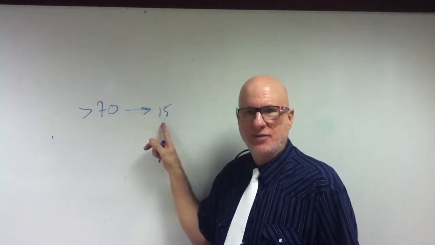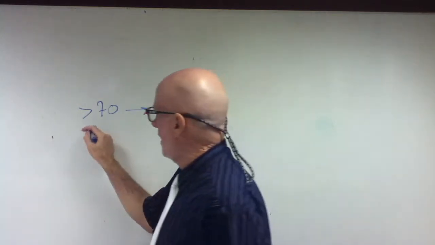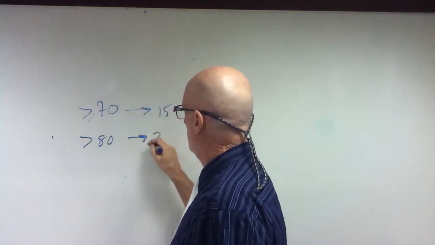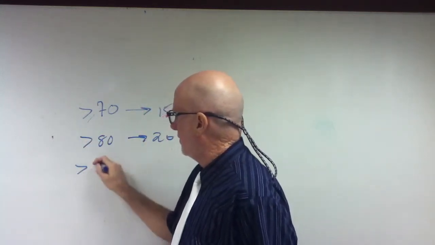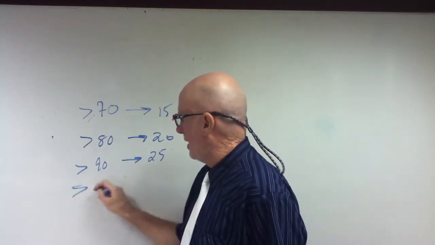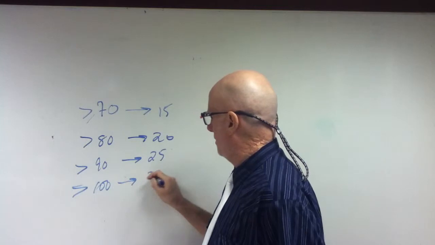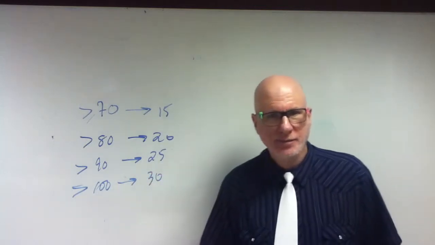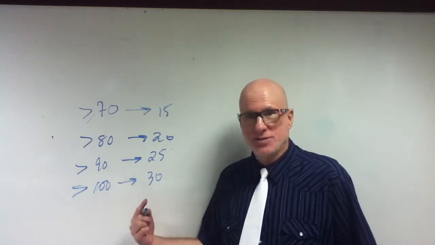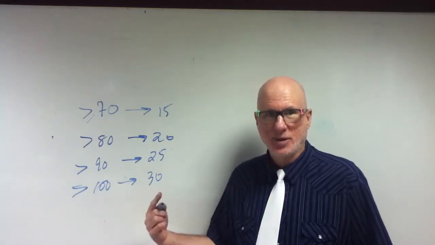So that makes it 70 and 85, right? If you get greater than an 80, it'll be 20. If you get greater than a 90, it'll be 25. And if you get greater than 100, it'll be 30. Clear? Yes? So that's a lot of points.